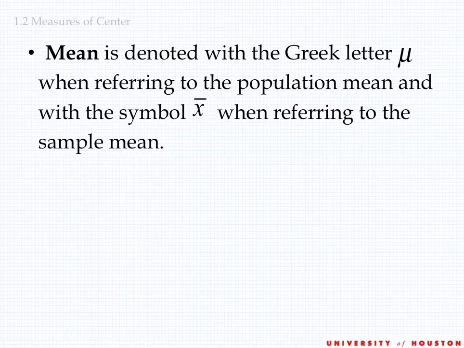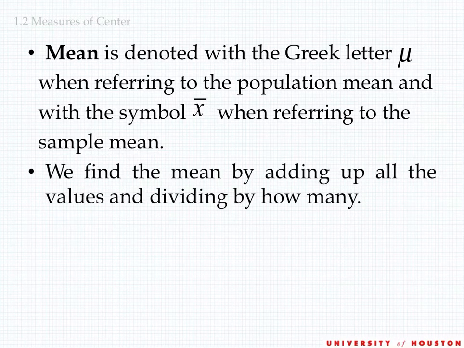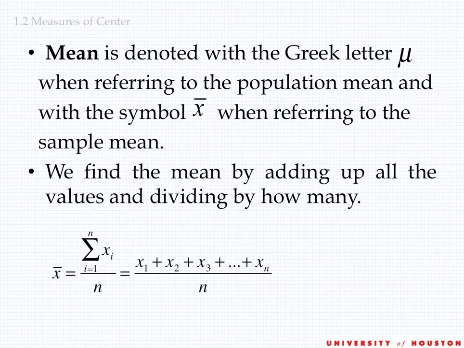Mean is denoted with the Greek letter mu when referring to the population mean, and with the symbol x bar when referring to the sample mean. We find the mean by adding up all the values and dividing by how many values we have. This is the formula for sample mean, where x sub i represents each value and n is the number of values.